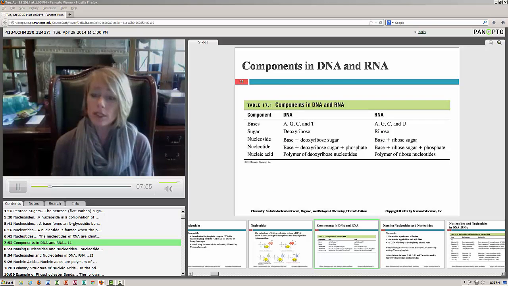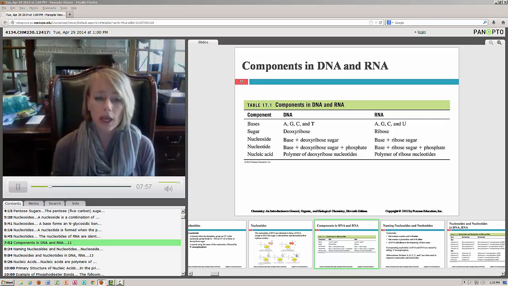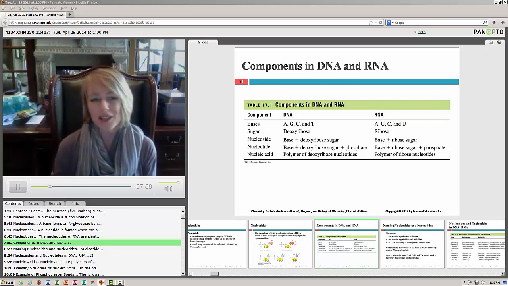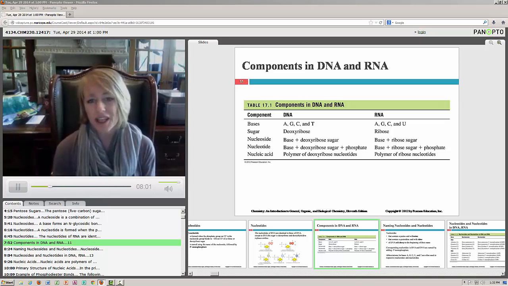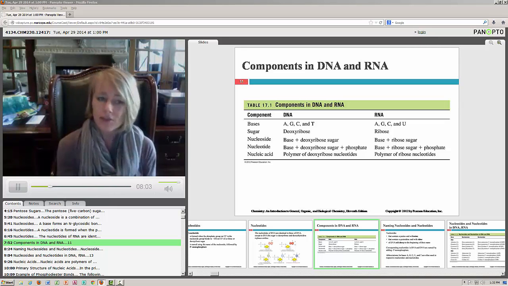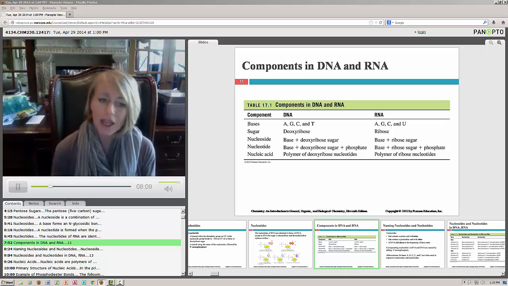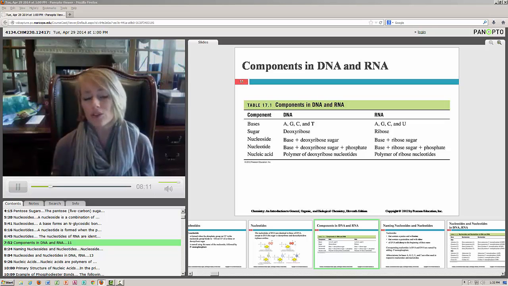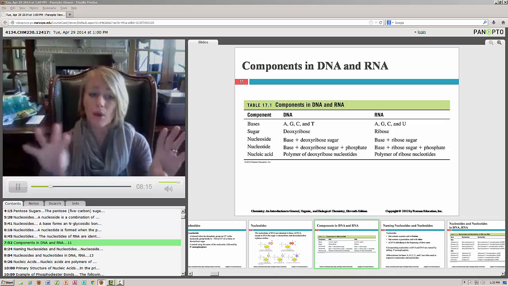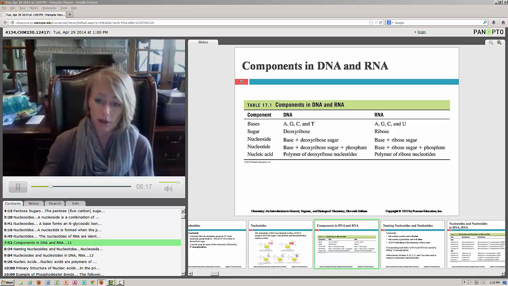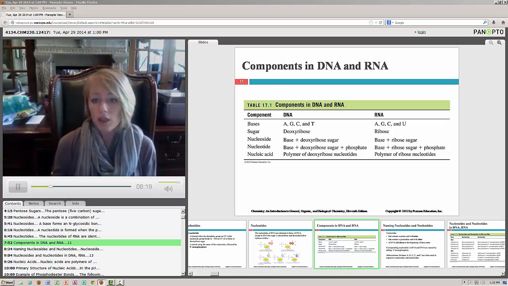In table 17.1, it identifies what all the bases are in the DNA and the RNA, the differences between the sugar and the ribose, and what a nucleoside is compared to a nucleotide. And when we describe them as nucleic acids, then we're talking about a polymer. That's many monomers of nucleotides. Okay, so polymers, you can also have polymers of DNA and you can have polymers of RNA.